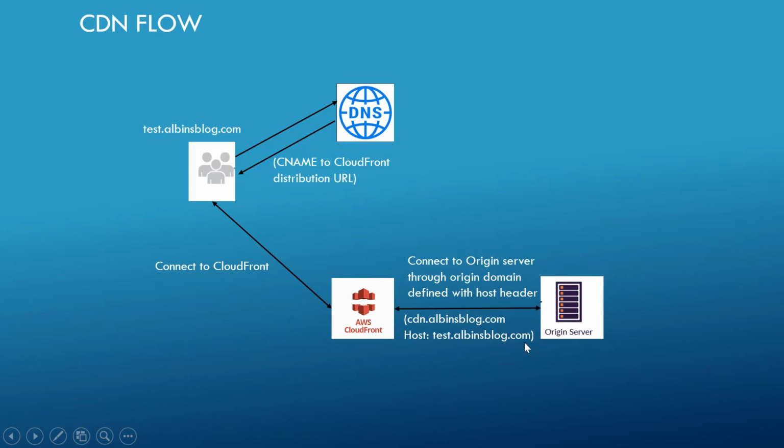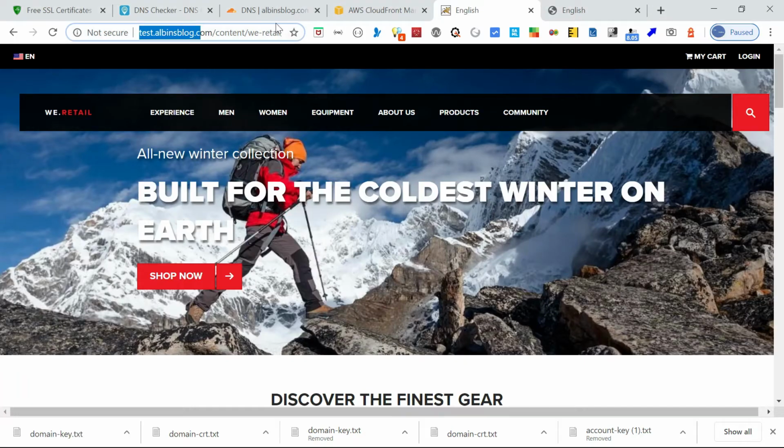So the Apache server is going to honor this host header, so that the virtual host will be matched with test.albinsblog.com. You don't need to add any entry for cdn.albinsblog.com anywhere else, only AWS CloudFront will connect to the origin server through this domain. So let me show that domain.